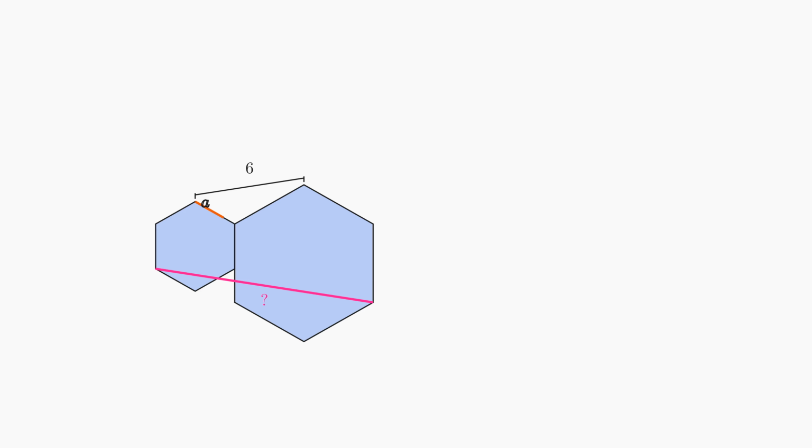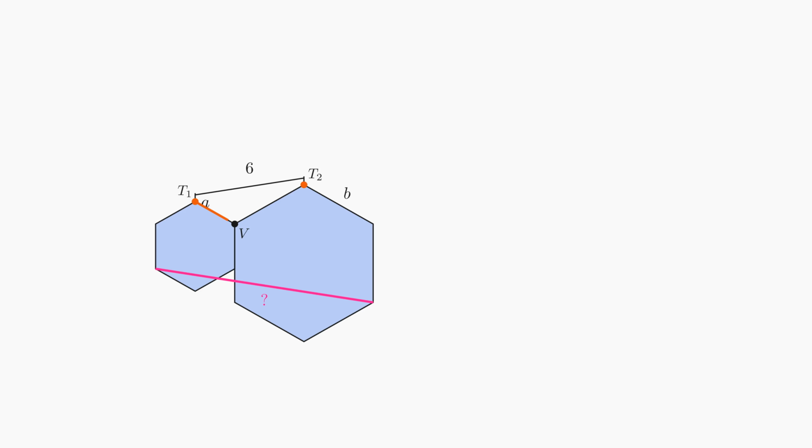Let's call the side length of the smaller hexagon A, and the side length of the larger hexagon B. The hexagons share this vertex. Let's call it V. In the smaller hexagon, V is the upper right vertex. In the larger hexagon, V is the upper left vertex. Let's label the top vertex of the smaller hexagon T1 and the top vertex of the larger hexagon T2.